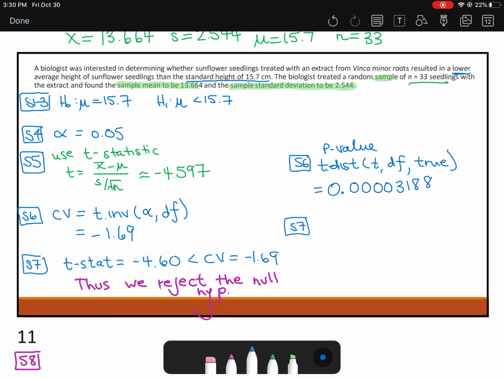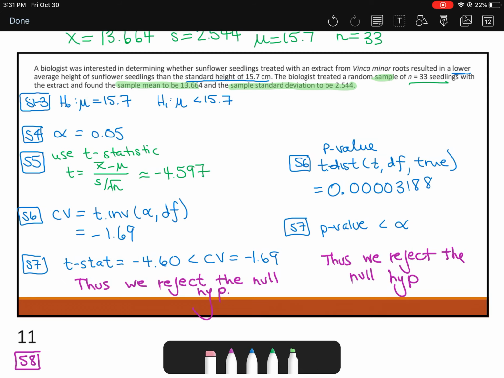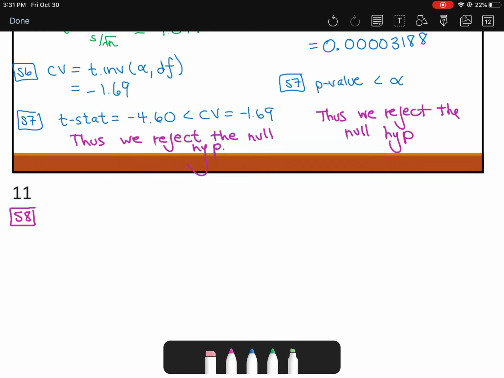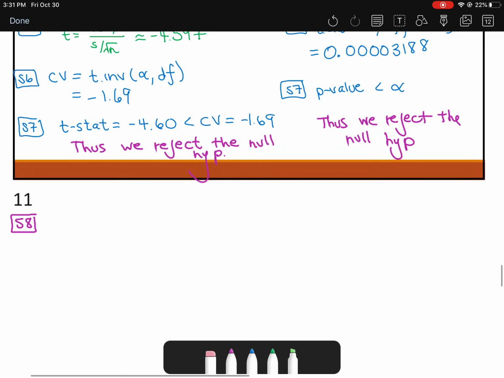So now we'll go to step 7. This is where we compare our p-value with our alpha. So our p-value there is less than alpha. So what that tells us, if the p-value is less than alpha, this means we reject the null hypothesis, which it should match, which it did, because whether you do the critical value or the p-value method, you're going to get the same answer. So we got the same answer. We know we did this correctly.